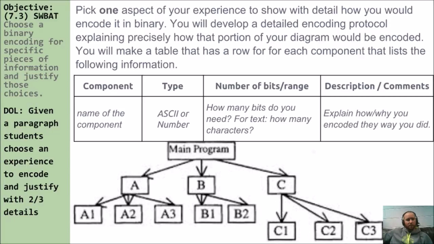So pick one aspect of your experience to show with detail how you would encode it in binary. You will develop a detailed encoding protocol explaining precisely how that portion of your diagram would be encoded. You will make a table that has a row for each component that lists the following information. For example: component, name the component; type, ASCII or just a number; the number of bits / range, so how many bits do you need, or for text, how many characters; and then a description / comment. So explain how or why you encoded it the way you did.